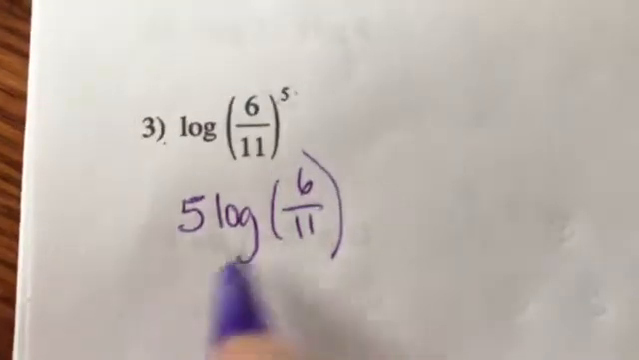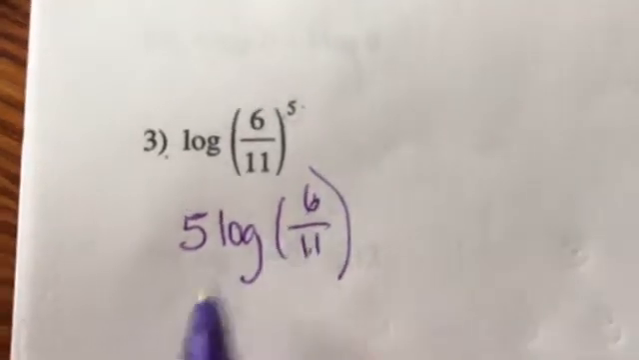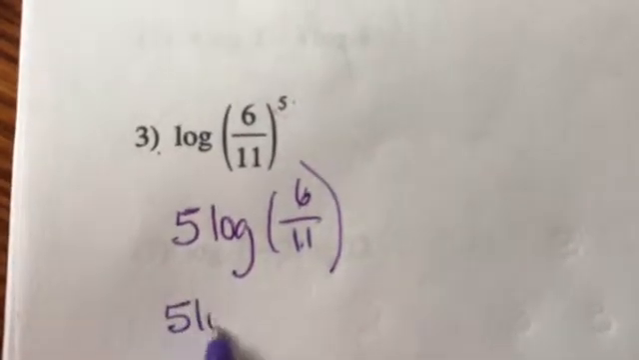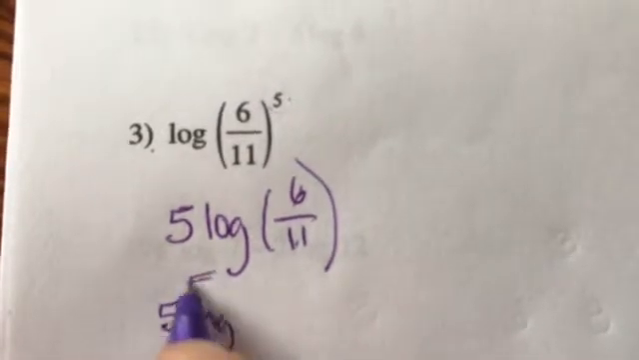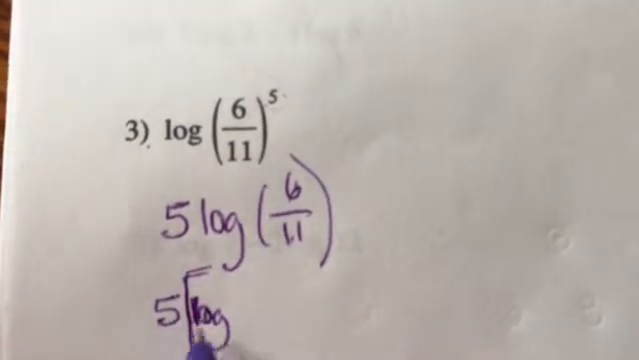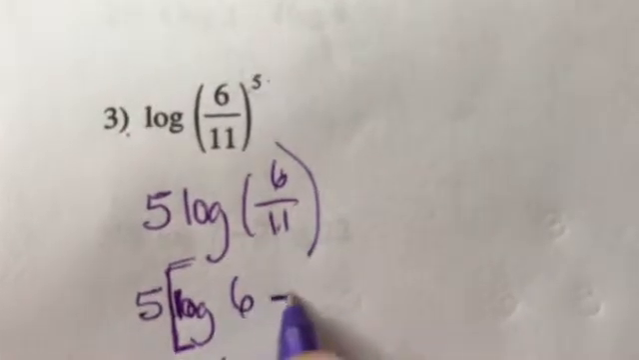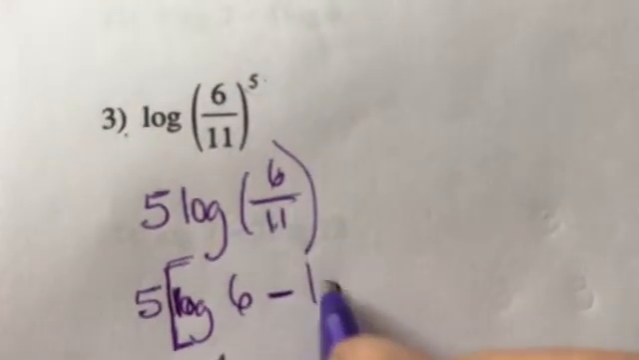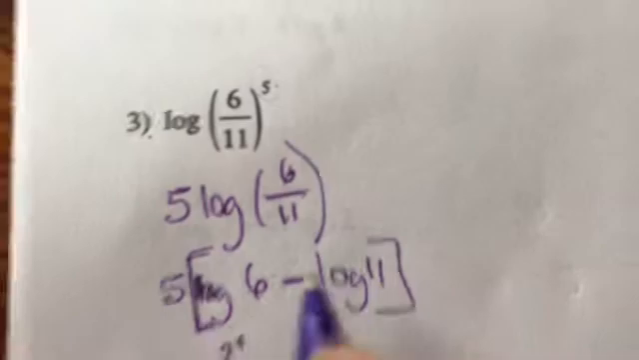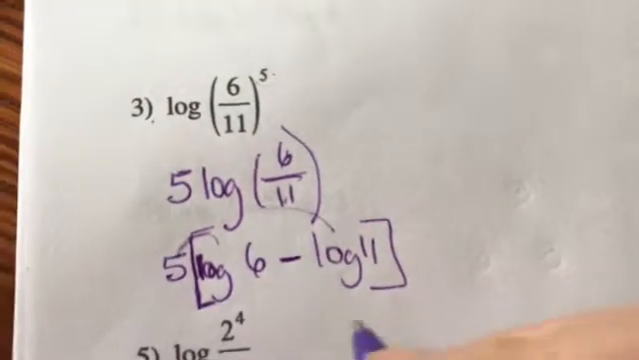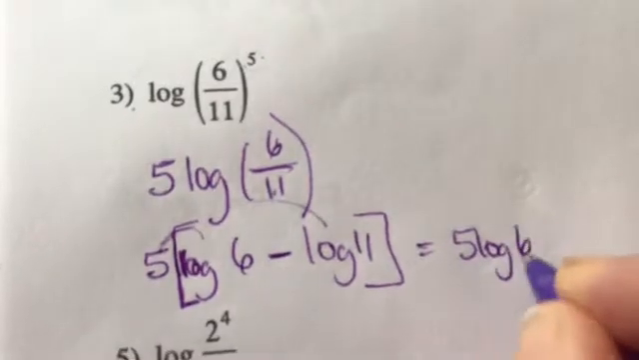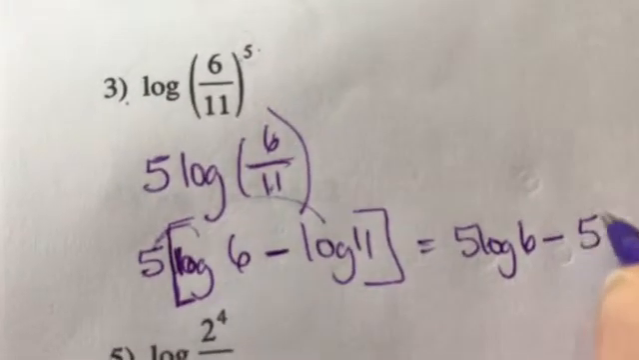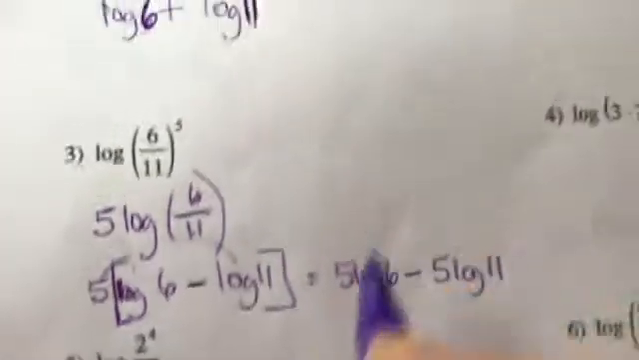So then I am dividing. I can expand this by doing the opposite, which would be subtracting. So I would write this, and I'm going to put this bracket in here. Sorry, I'm looking through my phone. The log of 6 minus, because I'm dividing, the log of 11. And then I could go ahead and distribute this in right here. So this would be 5 log 6 minus 5 log 11. And that would be your answer.